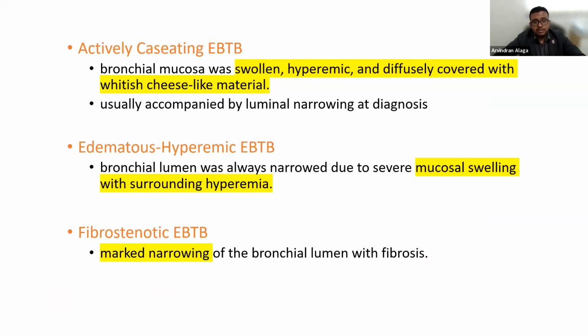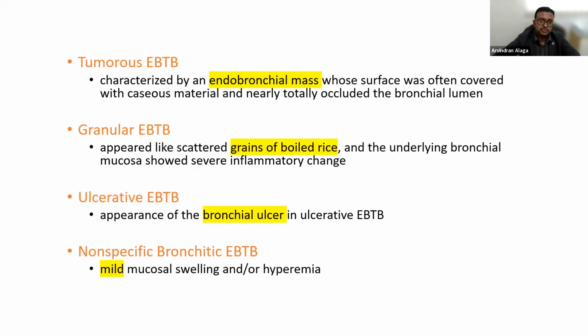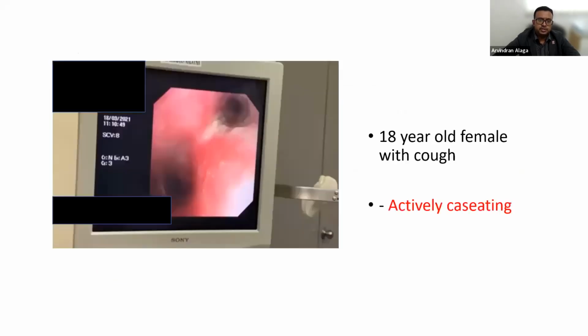In edematous hyperemic endobronchial tuberculosis, the lumen is always narrowed due to severe mucosal swelling with surrounding hyperemia. Fibrostenotic endobronchial tuberculosis shows marked narrowing of the bronchial lumen with fibrosis. Tumorous endobronchial tuberculosis presents as an endobronchial mass and is commonly mistaken for malignancy per se. Granular endobronchial tuberculosis looks like grains of boiled rice. Ulcerative has a bronchial ulcer, and non-specific bronchitis is a mild mucosal swelling or hyperemia.